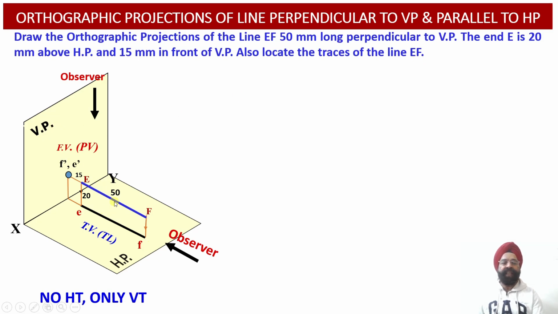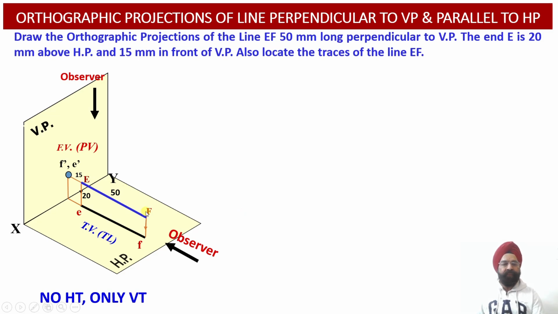Now since this line EF happens to be parallel to the horizontal plane, it is not going to intersect with the horizontal plane, so it will not have any horizontal trace available. While this line EF happens to be perpendicular to the vertical plane, so the intersection of this line itself or its extension with the vertical plane will provide us with the vertical trace of the line.